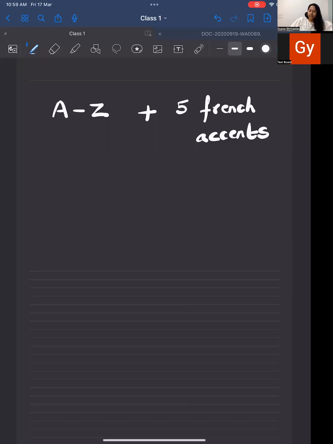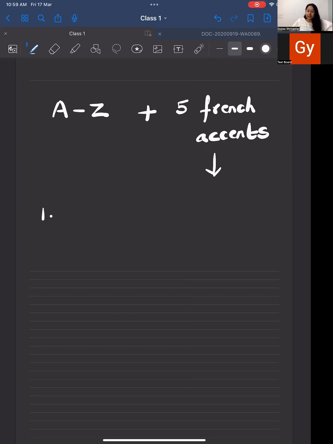Now, in the French language, we have 5 different accents. These accents simply change the pronunciation of various letters. Just like if you're aware, in Hindi language, we have matras which change the pronunciation of the words. Similarly, these accents either change the pronunciation or in some cases, we use them as a grammar requirement.